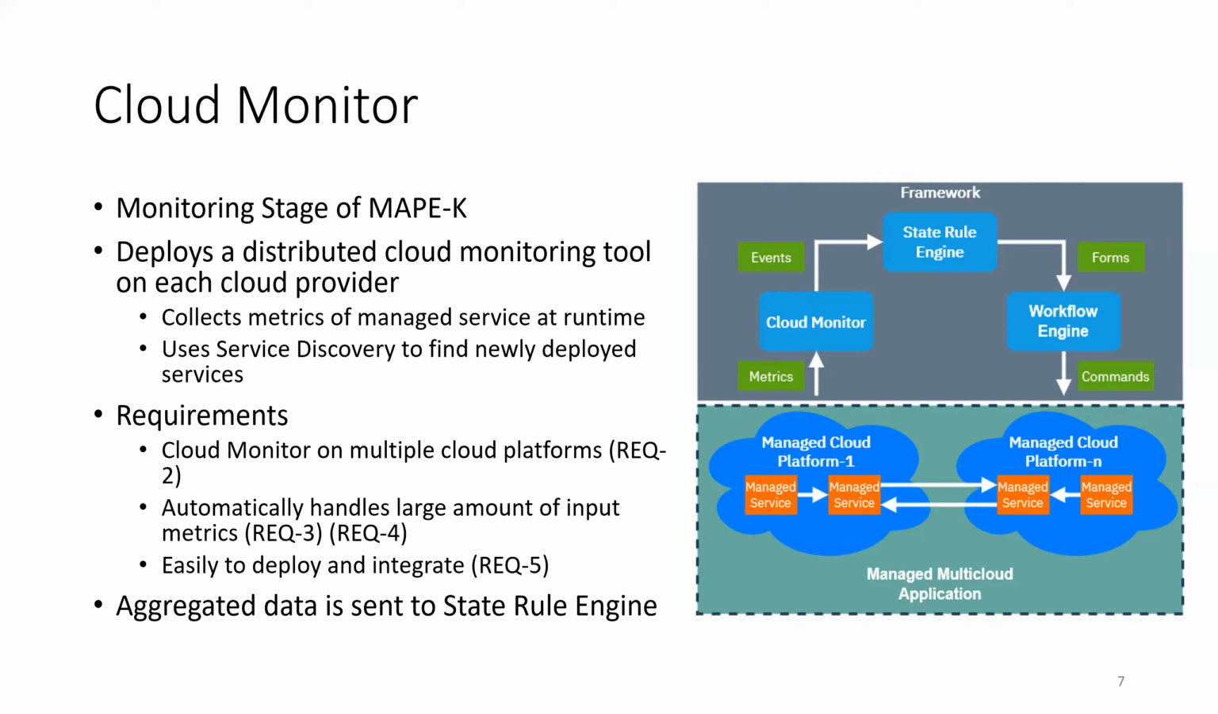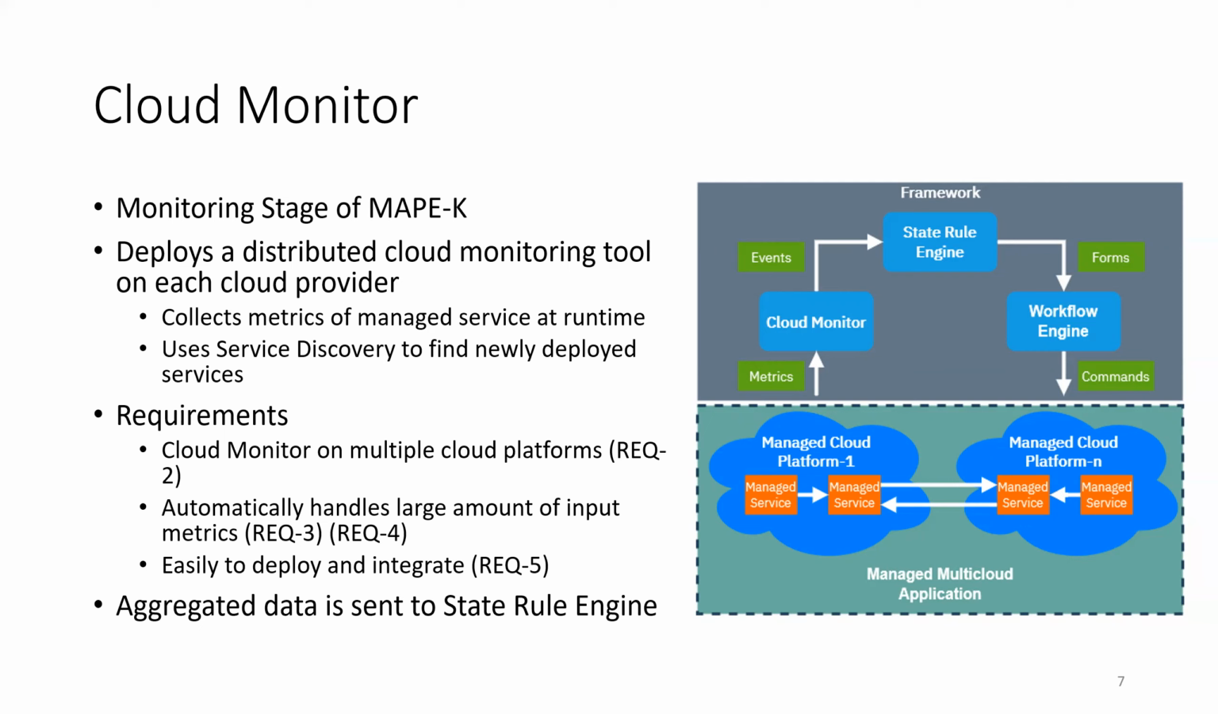So with these reasons in mind, the ability to deploy a cloud monitor on multiple cloud platforms allows the DevOps teams to enable multi-cloud integration, which supports requirement 2. The cloud monitor can automatically handle large selections of input metrics from heterogeneous cloud platforms, which supports requirement 3, which is autonomous configuration. And then the DevOps team can easily deploy the cloud monitor and can integrate it with the rest of the components in our framework, which supports requirement 5, ease of deployment.